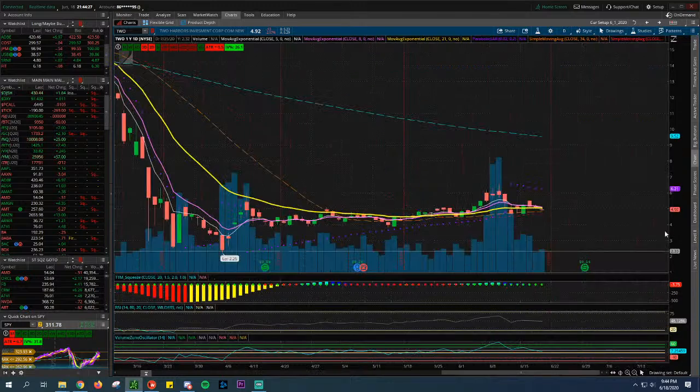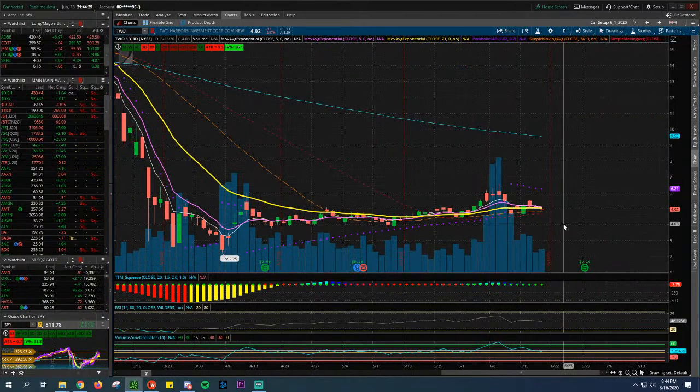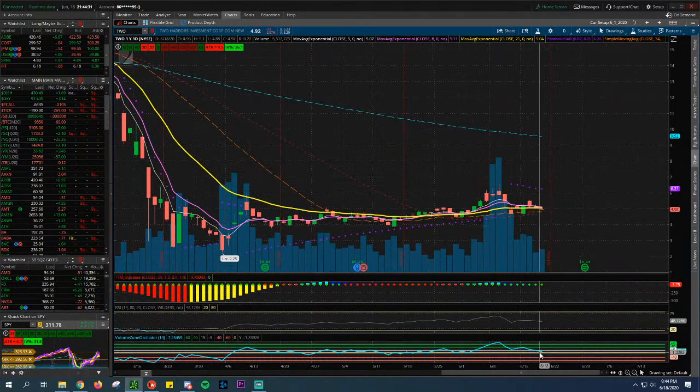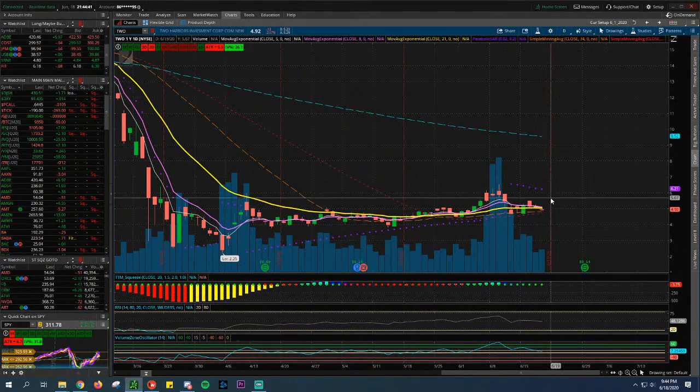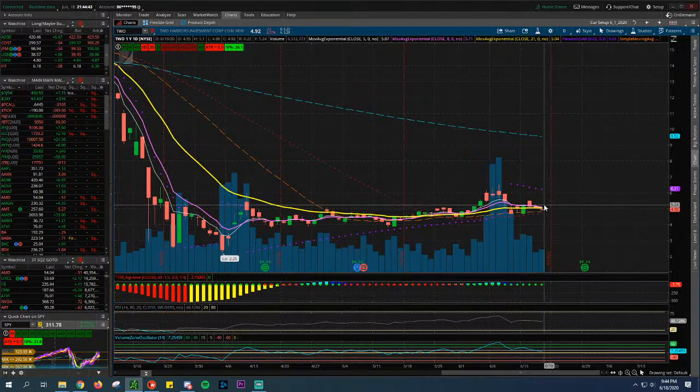The only thing is we want to see that parabolic SAR switch to the bottom, and the volume oscillator down here. We want to make sure that this doesn't go negative. It can stay negative for a little bit, but if it cuts in really sharp and goes down to the first red line, that could be an indication of more pain to come.